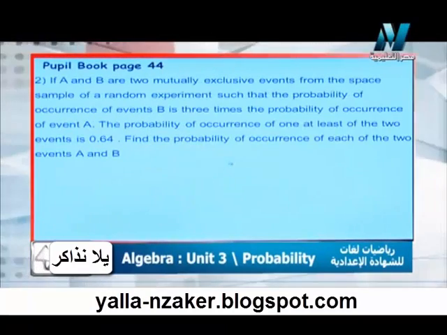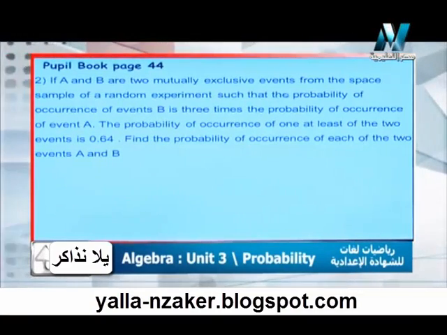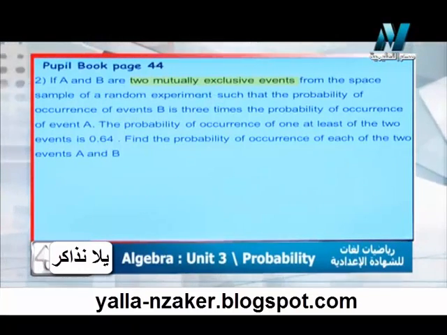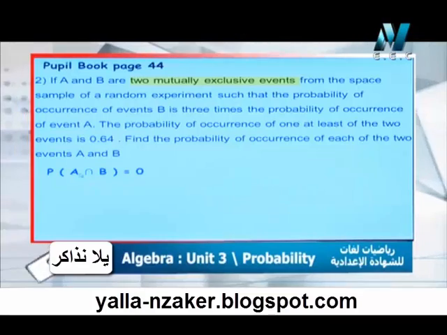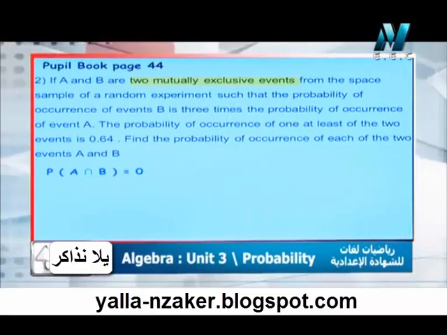Question number 2. If A and B are two mutually exclusive events from the sample space of a random experiment. Don't pass over this sentence lightly. Two mutually exclusive events, so right away I write on the side that the probability of A intersect B equals 0. I continue reading the question; this is the first thing I write.